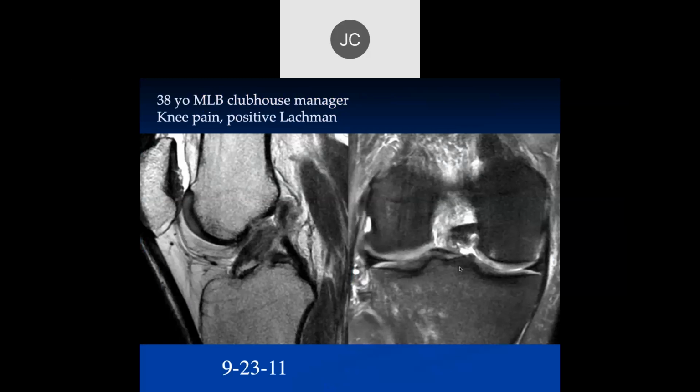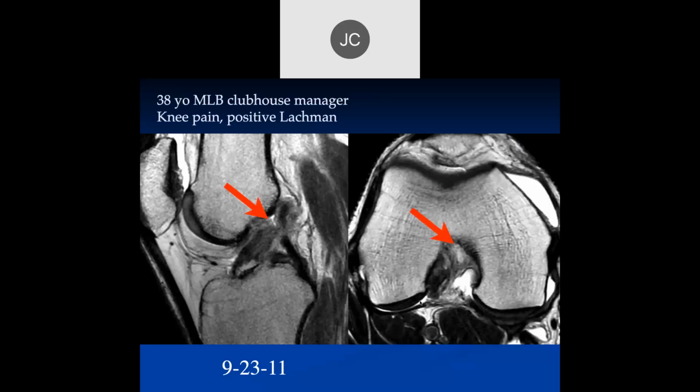Yes, it's a 38-year-old clubhouse manager, knee pain, positive Lachman test. Looks like there's a mid-substance ACL tear. Yeah, right in through here. This is on 9/23/2011. See a lot of increased signal intensity edema within the ACL on the coronal images. So this is on 9/23/11. There's the abnormality on the axial images.